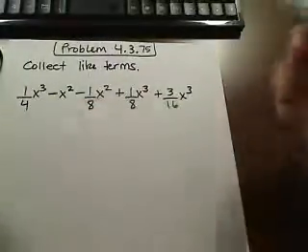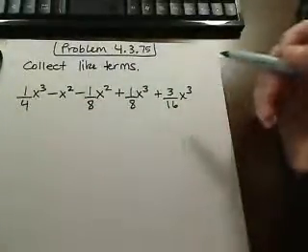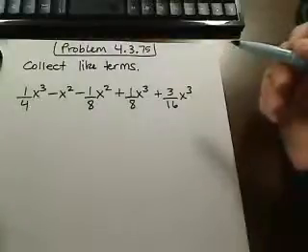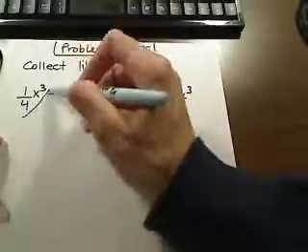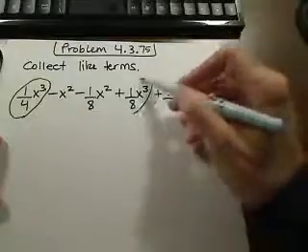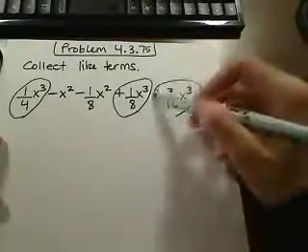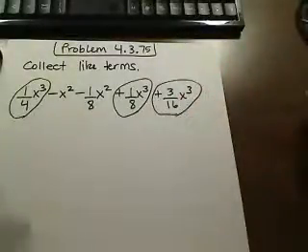Okay, this is problem 4.3.75. They're asking us to collect like terms. And so if we look in the problem, we see we have some x cubes. All of the x cubes are going to be like terms, so we're going to collect those.